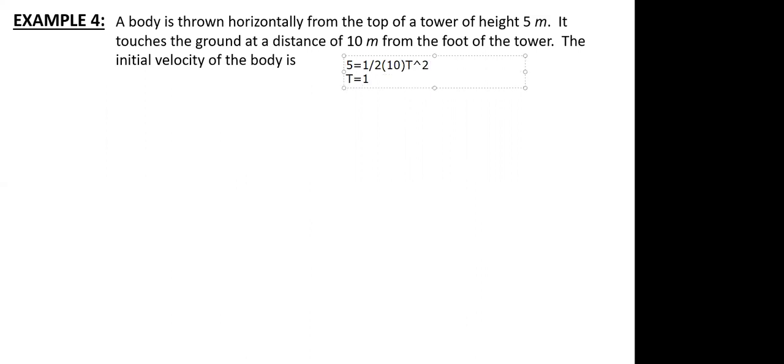So I substituted in the formula of range. The range would be u into t dash. So t is 1 and R is 10. So 10 is equal to u into 1. So u would be 10 meter per second. Yeah, absolutely correct. So you're getting initial velocity as 10 meter per second.